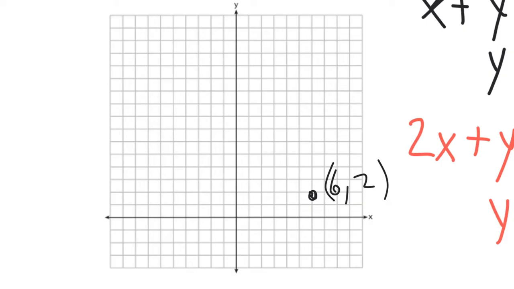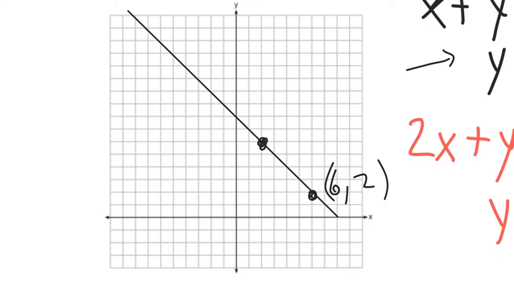And then another useful plot point is when x is 2, y is 6 for this first equation. We'll call it the black one. So (2, 6): 2, 4, 6 is here. Now that we have those two points, we can draw our line. One second. There we go. So now let's plot the other line.